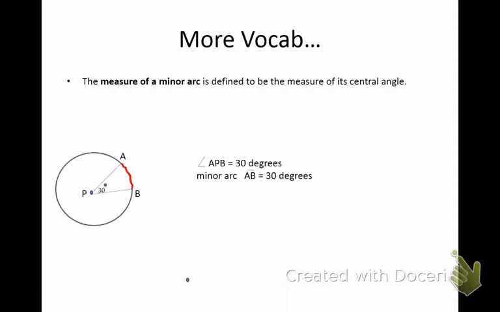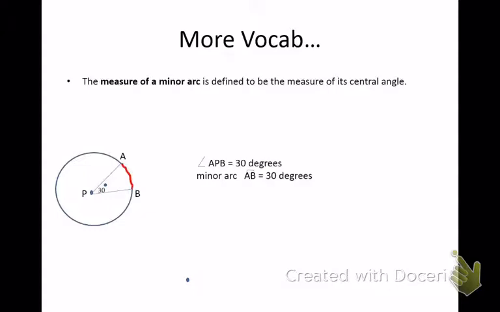Some more definition. The measure of a minor arc is defined to be the same as its central angle. Okay? So whoever, probably Euclid or somebody a long time ago, decided, you know what, we already know what an angle is and how to measure an angle. So why don't we just say that the measure of the minor arc is the same? It's a piece of that angle measure of the circle. So if angle APB is 30 degrees, then the minor arc AB is also 30 degrees.